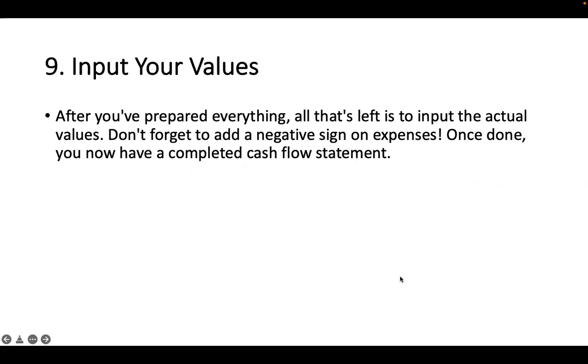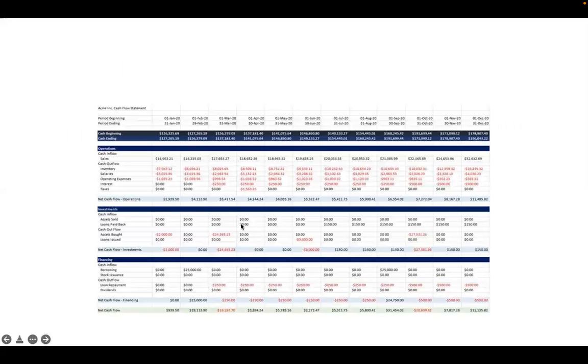And again, input your values after you have prepared everything. All that's left is to input the actual values. Don't forget to add the negative sign on expenses. Once done, you will have a completed cash flow statement. So these are our values and this is how it would look like. All red shows the cash outflows which a company has paid, and all which is not red is the cash inflows, which is the money, a payment made to the company.